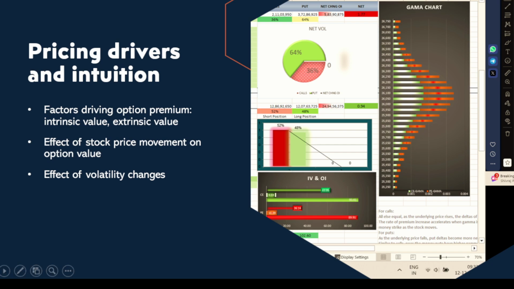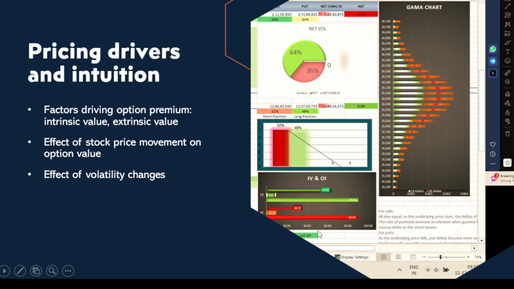As you can see here, this is a gamma chart. See how it looks when you draw the gamma chart on the basis of the data. And this is the open interest. This is the change in open interest, 64% in upside and 36% in downside. And this is the short positions and the long positions, which is the open interest basically. So this is the IV and we are comparing it to the open interest.